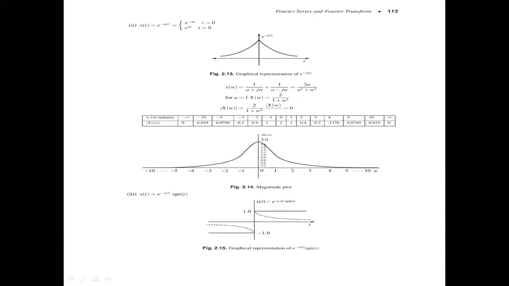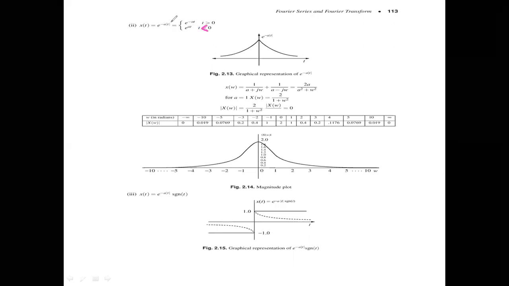This example we have also seen already: e power minus a magnitude of t. It is e power minus a t for t greater than 0, and e power a t for t less than 0. My dear students, it is less than, not greater than. So both are not greater than; this is a less than. Whenever t is less than 0, the t values are negative, and e power minus a into minus t is e power a t.